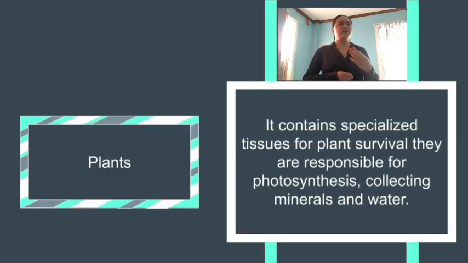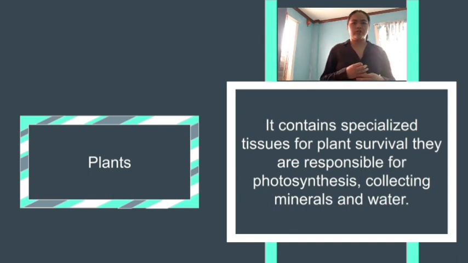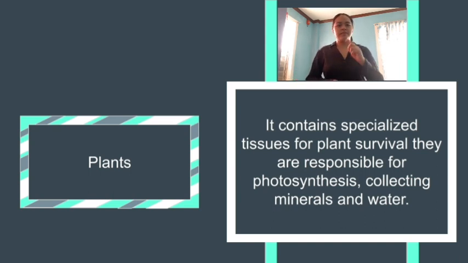Before we proceed to the flowering plants, what is the plant anyway, at the top of the chart? Yes, plants contain specialized tissue for plant survival. They are responsible for photosynthesis, like collecting sunlight and converting it to sugar, collecting minerals from the soil, and also collecting water. Now let's proceed to the flowering plants.